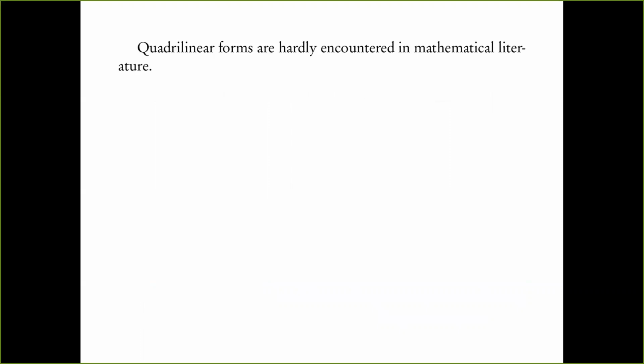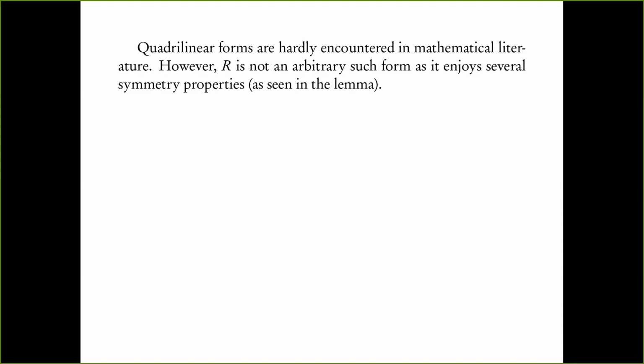Okay, so as I said, quadrilinear forms are hardly encountered in mathematics. So that's already a big sign. However, this Riemannian curvature tensor, the full 0,4 tensor, is not an arbitrary quadrilinear form. It enjoys a lot of symmetry, as we saw. It enjoys 4 different symmetry properties. We'll see some more. So in the lemma, we saw 4 of them, right?